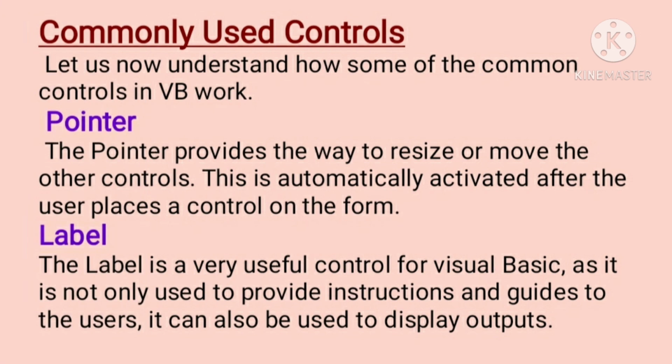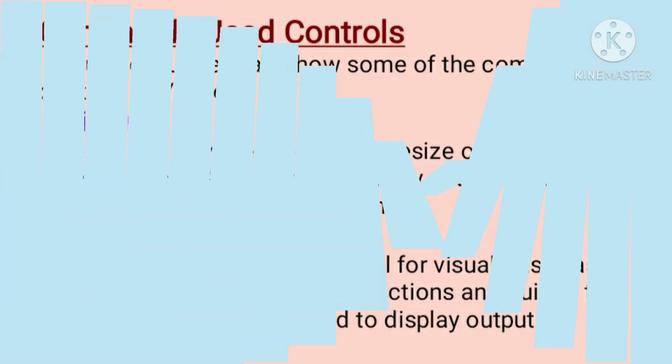Now we are going to learn about the commonly used controls. Pointer. The pointer provides the way to resize or move the other controls. It is automatically activated after the user places a control on the form. Label is a useful control in Visual Basic. It provides instruction and guidance to the user. It can be used to display output.